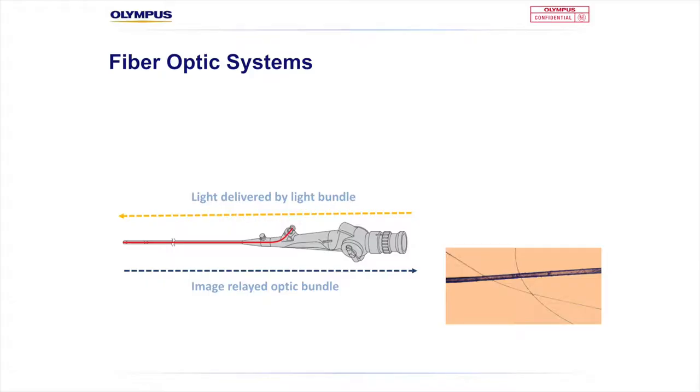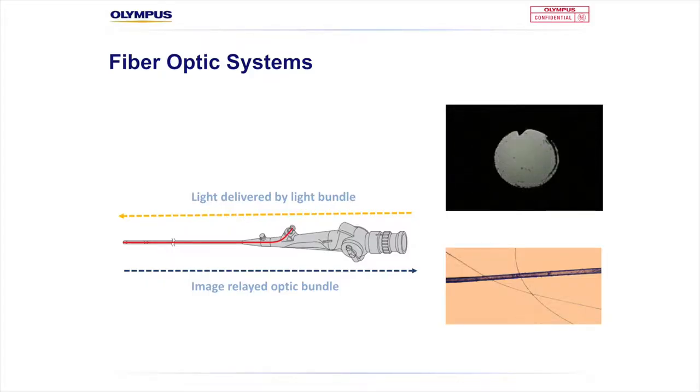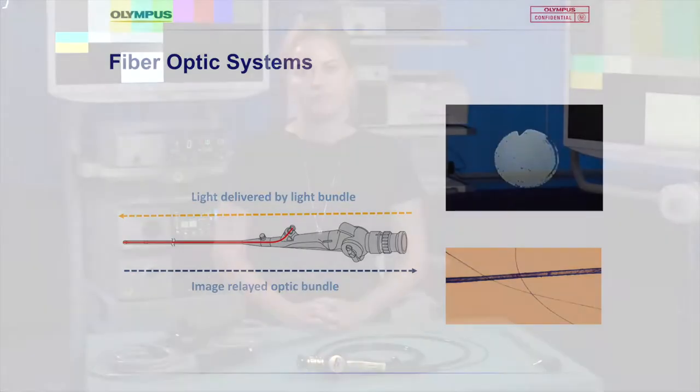Each time one of these optic fibres breaks, a black dot appears on the endoscopic image. Being such a tiny, delicate, organised bundle, it's impossible to replace a singular broken optic fibre. And so eventually, when the black dots become too obtrusive to the image, the whole optic bundle, or the scope itself, needs to be replaced.